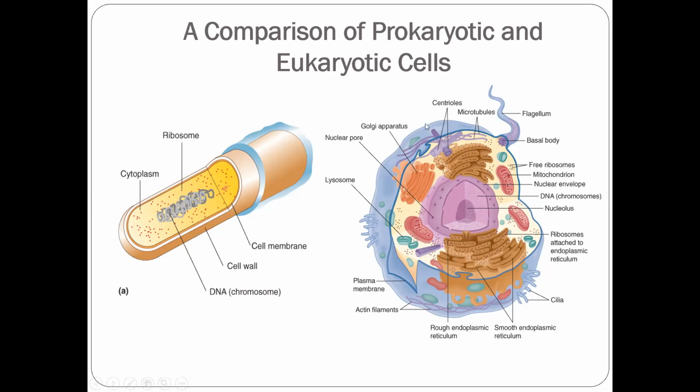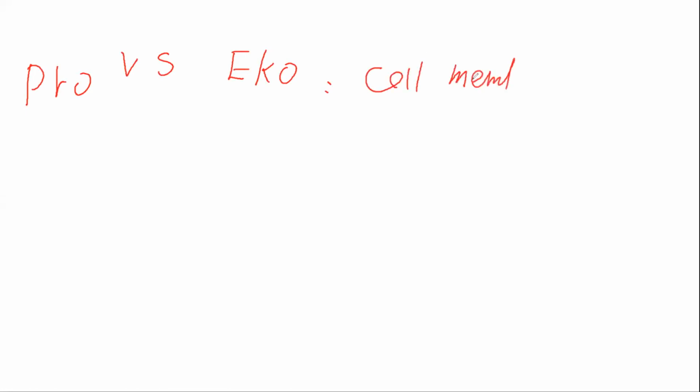Now, what's the major difference between them? Let's use the whiteboard to write. This is prokaryotic cells versus eukaryotes. The major difference is what we call the cell membrane bounding system.